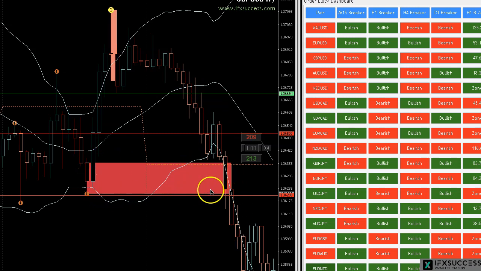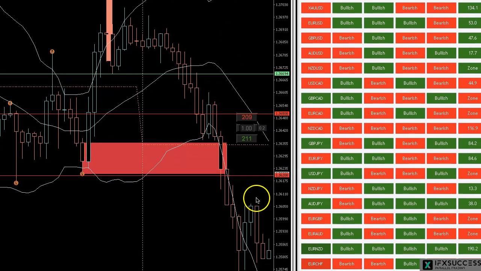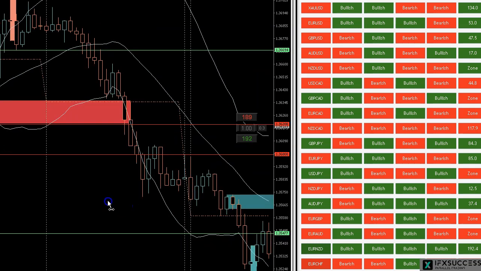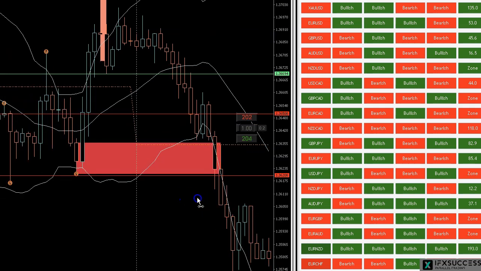If we had waited for a regular order block, then yes, it could have been a valid entry as well, but we just have fewer pips. The entry would have been right over here. Of course it was nice, because it still gave us a lot of pips, but it's also nice to enter a little bit higher to get a better price, right?